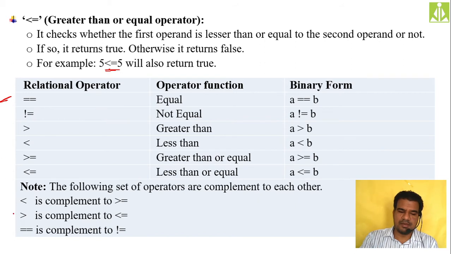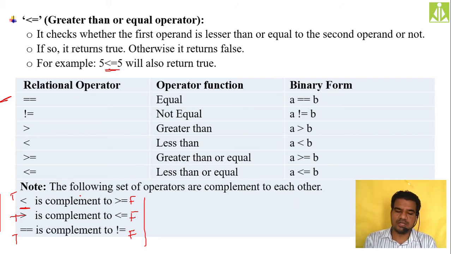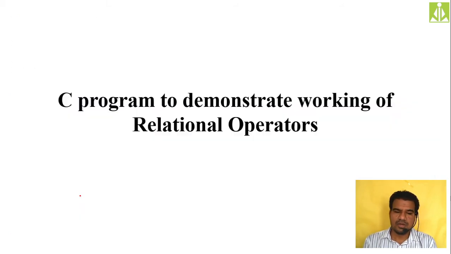Suppose by using less than you get true, then if you put greater than or equals to, you will get false. Likewise, if you get true here, you will get false here. By using double equals to, if you get true, then using not equals to, you will get false. For that reason we say all these relational operators are complements of each other. Then we have another C program to demonstrate the working of these relational operators, which we will see in our practical session.